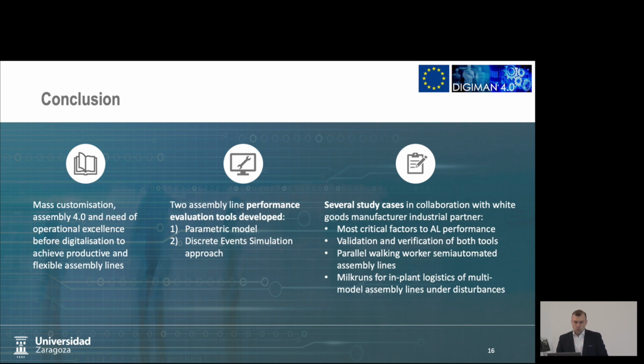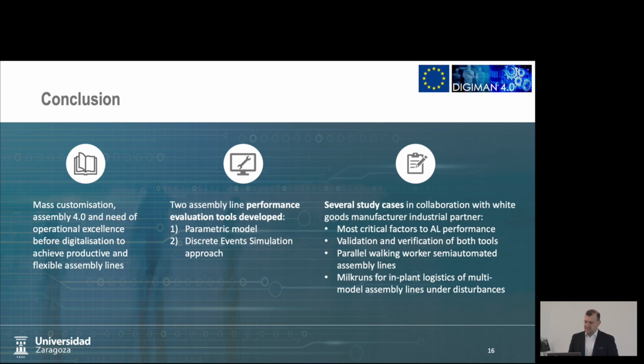So in conclusion, as I showed at the beginning, mass customization assembly needs operational excellence. It needs a good application of Lean or whatever technique you are using. We also analyzed the performance of two assembly lines with a parametric model and a discrete event simulation model. And with these cases that we studied, we obtained the most critical factors in performance. We also could introduce disturbances, and we validated and made the verification of both tools.